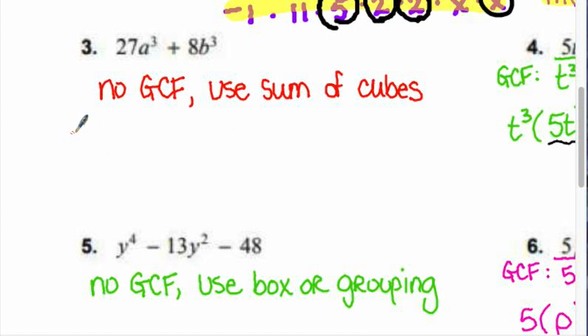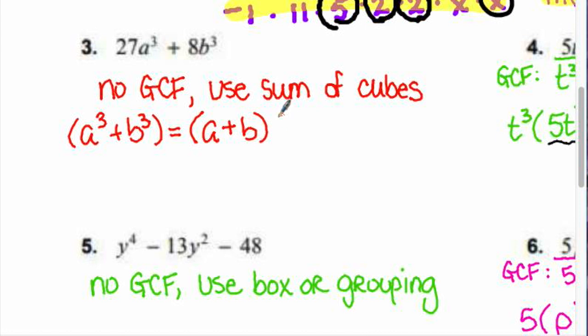All right, our sum of cubes formula, we had a cubed plus b cubed. Those are the two terms, right? And those will factor out to a plus b, and then a squared minus ab plus b squared. That's the pattern or the formula that we will always be following.